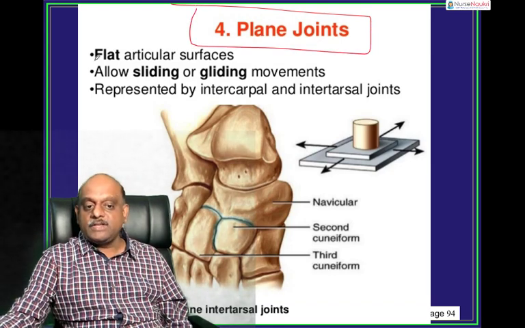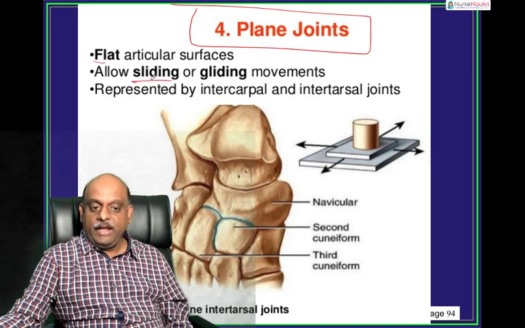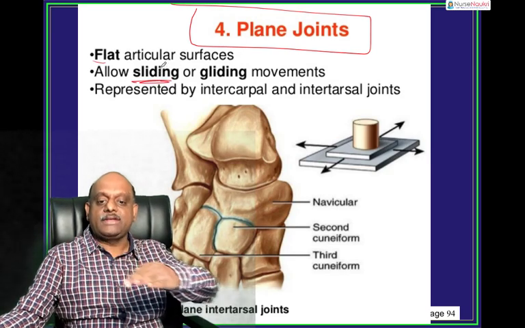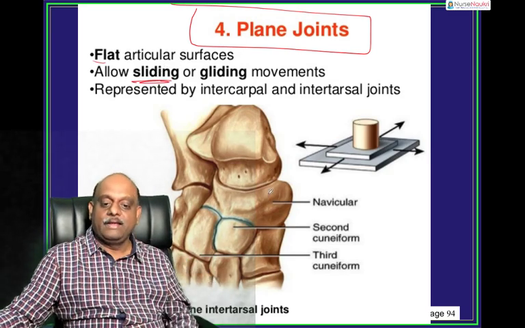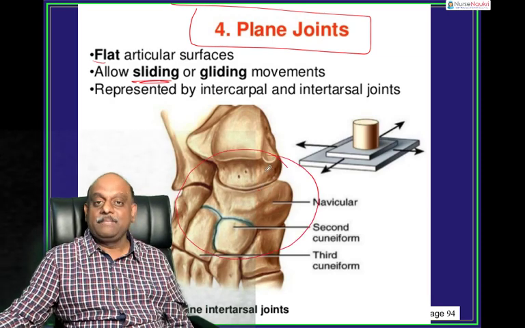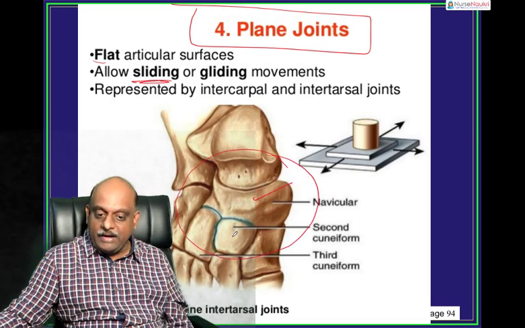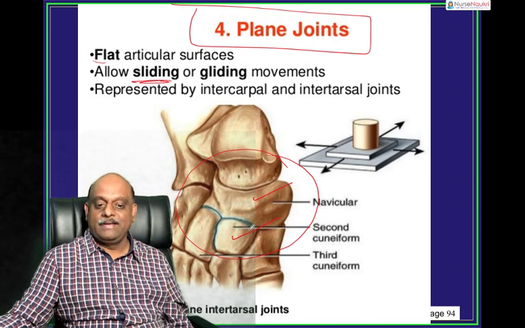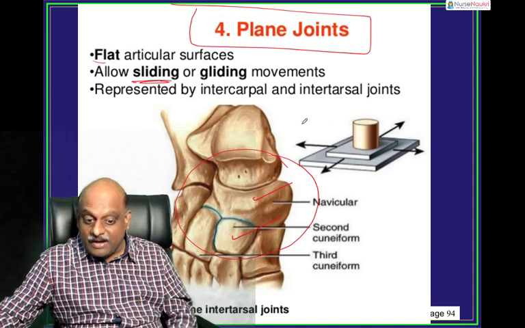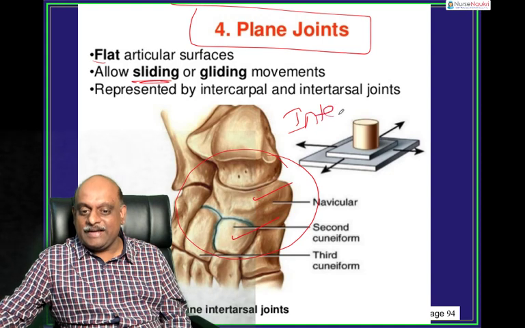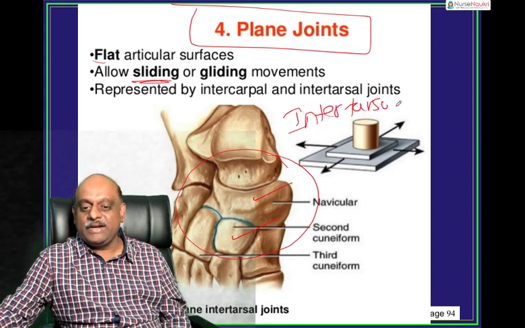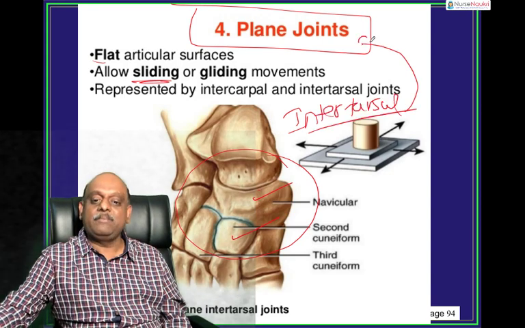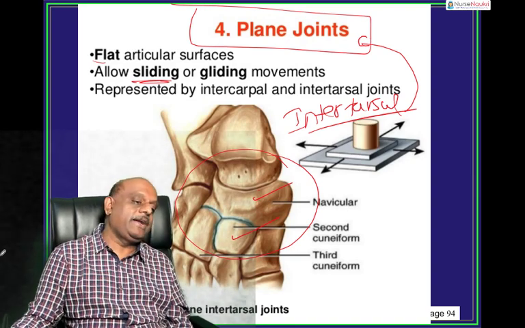Plane means articular surfaces are flat. It will only allow sliding, gliding, sliding, gliding. In your foot, between the navicular and the cuneiform bones, the intertarsal joint, that is an example of a plane joint, is what you have to basically remember.